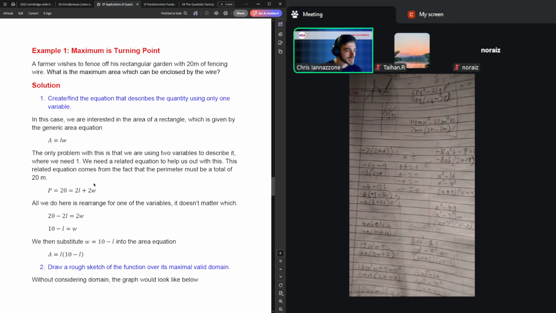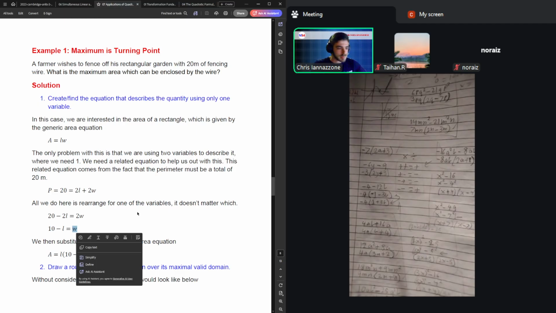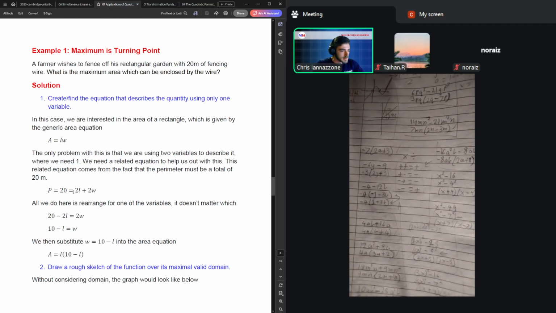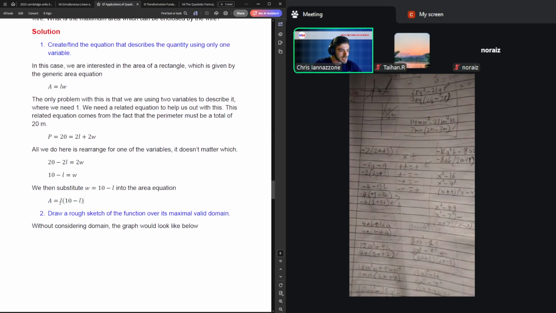And so all we're going to do is rearrange this perimeter equation into any variable. Doesn't actually matter which one you want to use. L or W will work just as fine. In this case, I've chosen to use W. You do your rearranging, and all you're going to do is replace whatever that letter was with whatever it now equals. So that gets us from a nastier area equation into something we can actually sketch now.